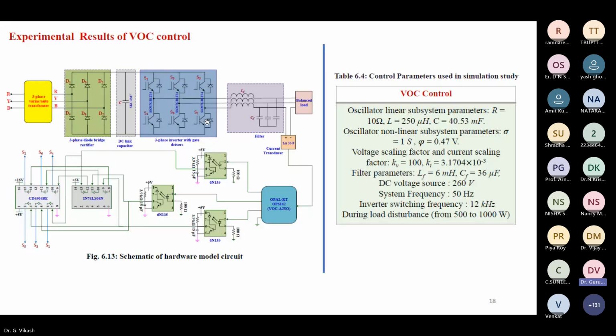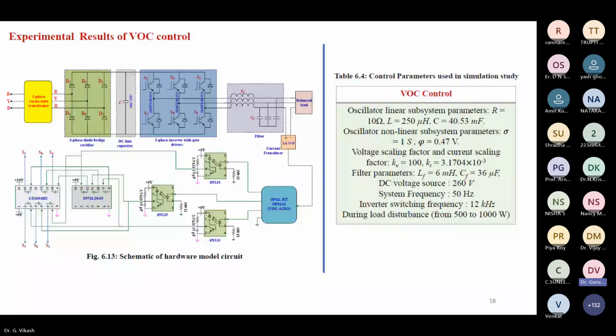Suppose S1 is on, then S4 should be off. Otherwise, there is a shoot-through fault: a dead short circuit across the DC bus or DC supply, and the two switches will be burned. That is a shoot-through fault. So we have to take care of S1 and S4. If S1 is on, we have to switch off S4. That's why I have used a NOT gate.